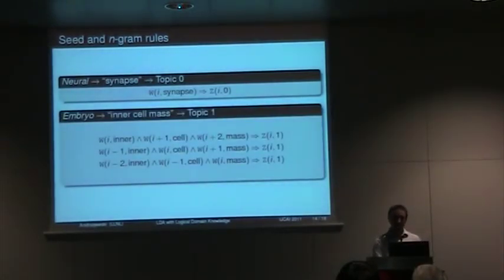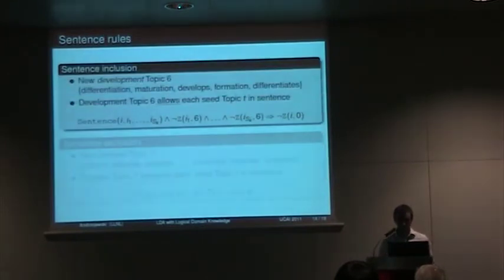One other cool thing we can do with logic is we can actually specify n-gram labels as well within the logical framework. So inner cell mass is going to go to topic 1 only when we observe it as a trigram in this way. So this is really cool, and there are other topic models that can do this, but we can just do it within the logical model without hacking on LDA directly.